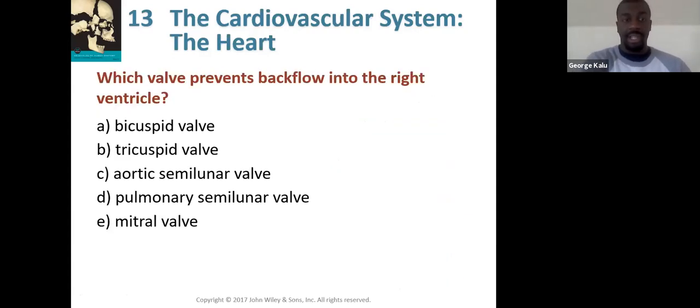Next question. Which valve prevents backflow into the right ventricle? The bicuspid valve, tricuspid valve, aortic valve, pulmonary valve, or the mitral valve? Preventing backflow of blood into the right ventricle would be the pulmonary valve. This is a question that is going to be common, and the one thing that you need to be comfortable with for the homework and for the exam. You want to be comfortable with which valves are going to be preventing backflow into which compartments of the heart.